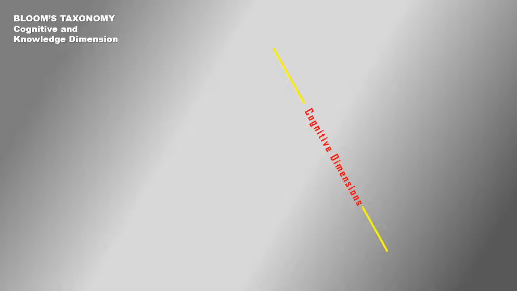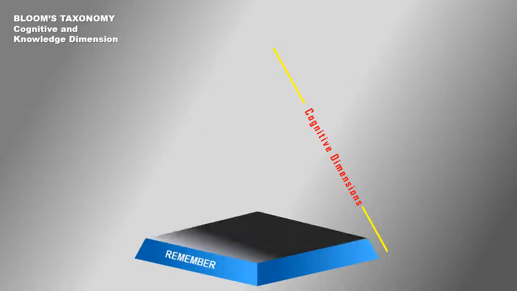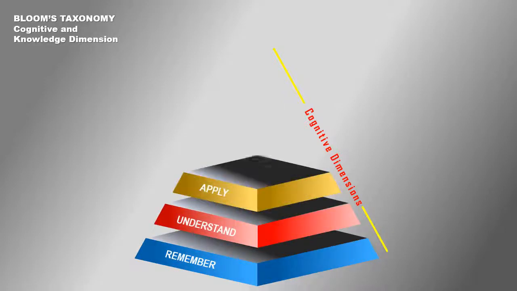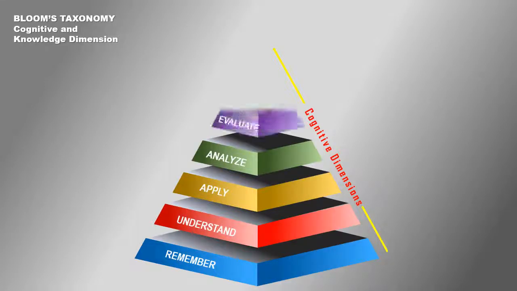The cognitive dimensions start from remember, followed by understand. You go up to apply, analyze, evaluate, and of course create. The first three, remember, understand, apply, are considered the lower order thinking skills, while analyze, evaluate, and create are considered the higher order thinking skills.